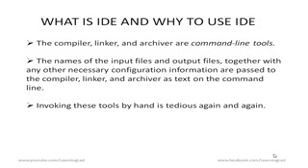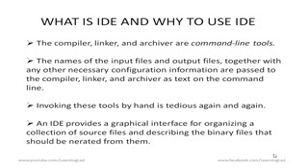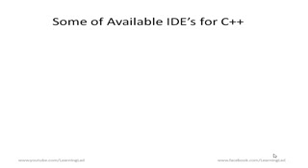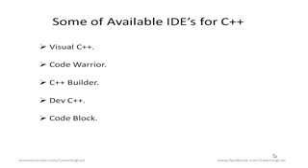It's time consuming. So to solve that, we're going to use IDEs. An IDE provides a graphical interface for organizing a collection of source files and describing the binary files that should be generated from them. So we just need to click some buttons in the IDE, the graphical user interface, and then the specific compilers, linkers, archivers, and all those things are called automatically, and we'll get the application. Some available IDEs for C++ are Visual C++, CodeWarrior, C++ Builder, Dev-C++, Code::Blocks, and many others. We're gonna use the Code::Blocks IDE in our upcoming videos, because Code::Blocks is available for all the platforms, Windows, Mac, Linux, and also it's very simple to set up.